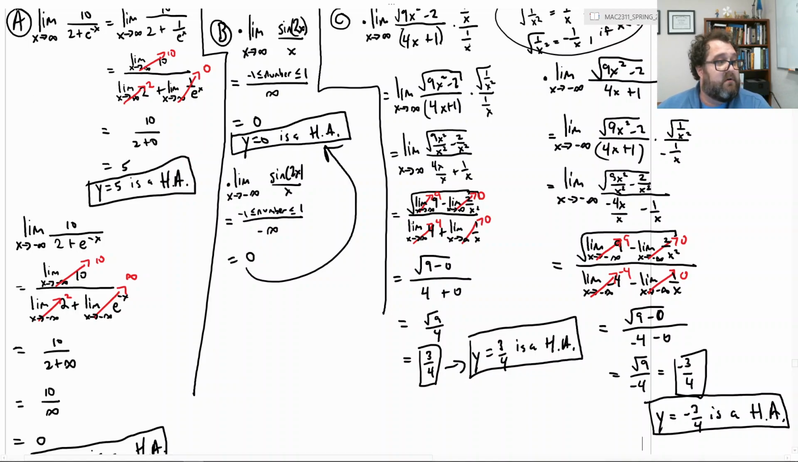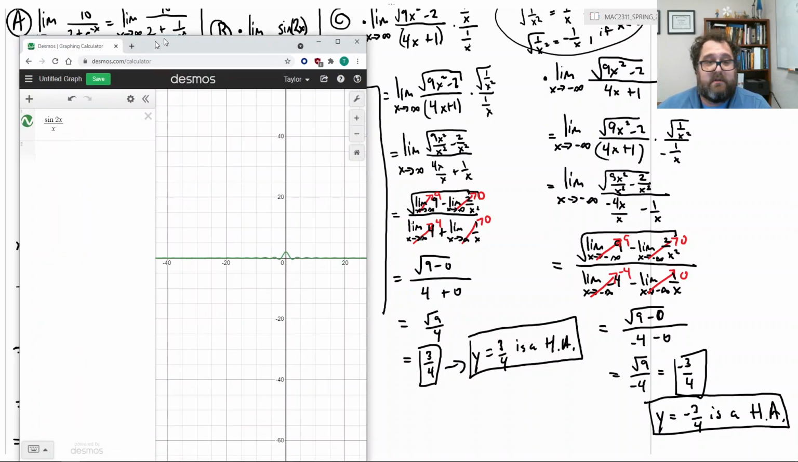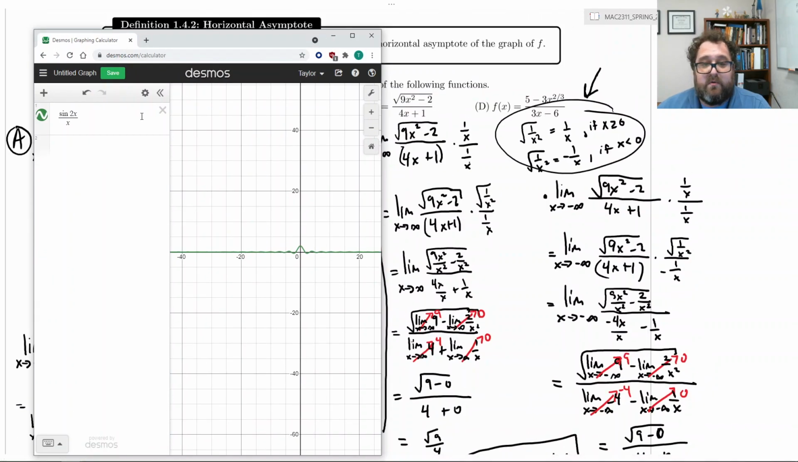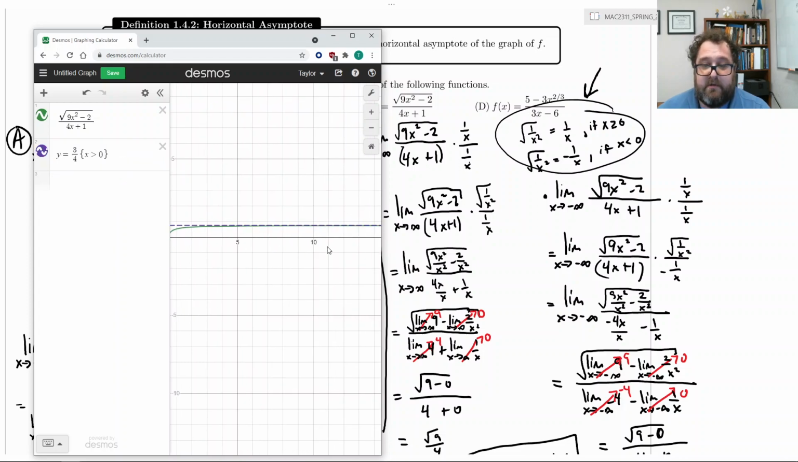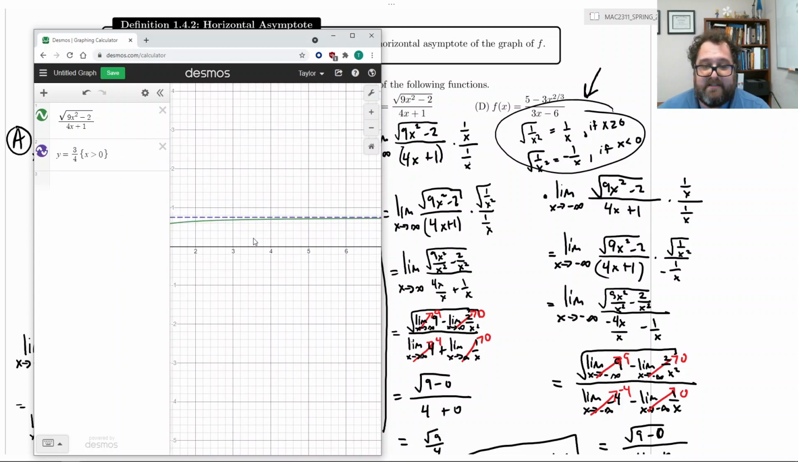Let's check out the graph. Let's see here. What was the original? It was radical 9x squared minus 2 divided by 4x plus 1. Okay, so this weird kind of discontinuous function here, but to the right we said y equals 3 over 4 was an asymptote. Let's say that's only, since it's to the right, let's say x is greater than 0. And let's make it dashed like we usually do with asymptotes. Yep, looks good. Getting closer and closer to that asymptote, yep.